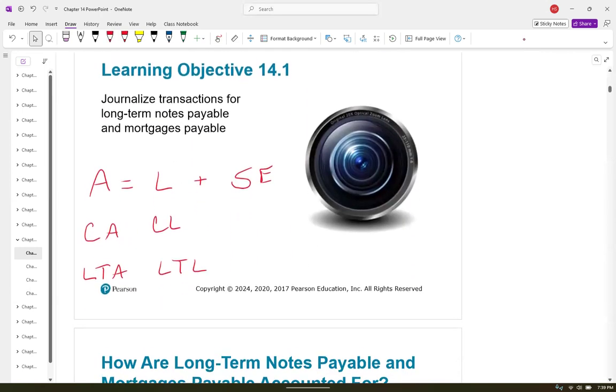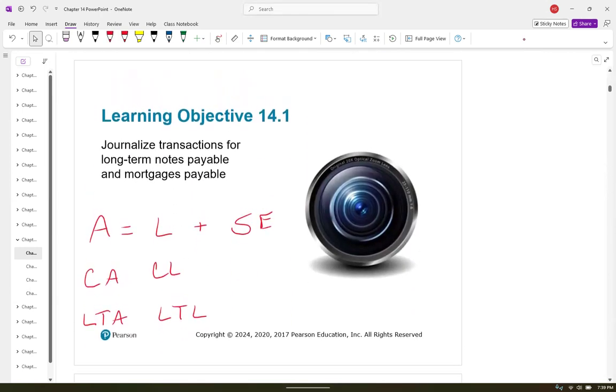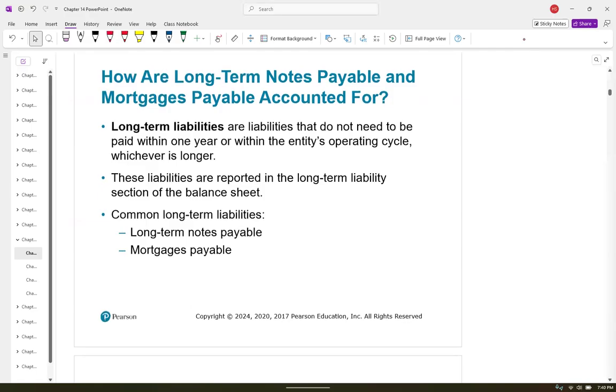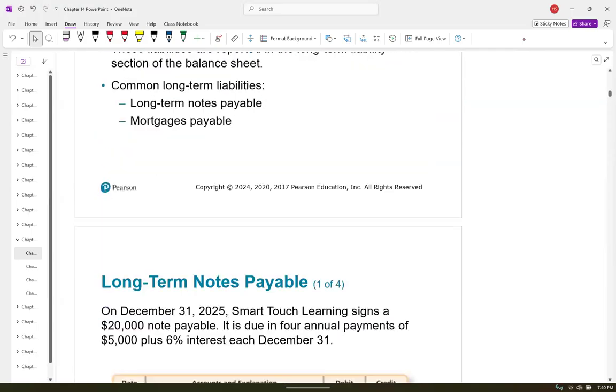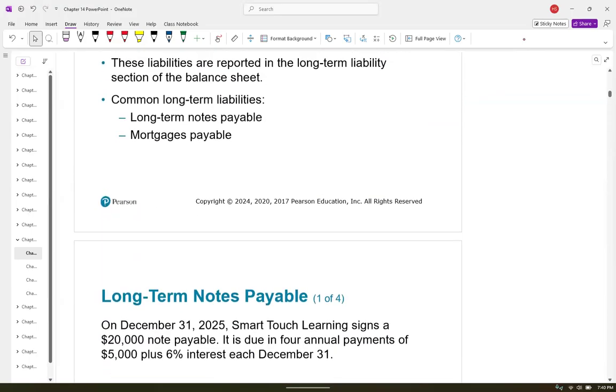All right, so let's get started. Learning objective 14.1. I drew the accounting equation out here just so you can see where we're at now. We did a whole chapter on current liabilities, chapter 11. We are now looking at long-term liabilities. These can be long-term notes payable, or a mortgage payable. Primarily, we're going to talk about bonds payable in the context of this chapter, but they give us a little problem to do right off the bat.